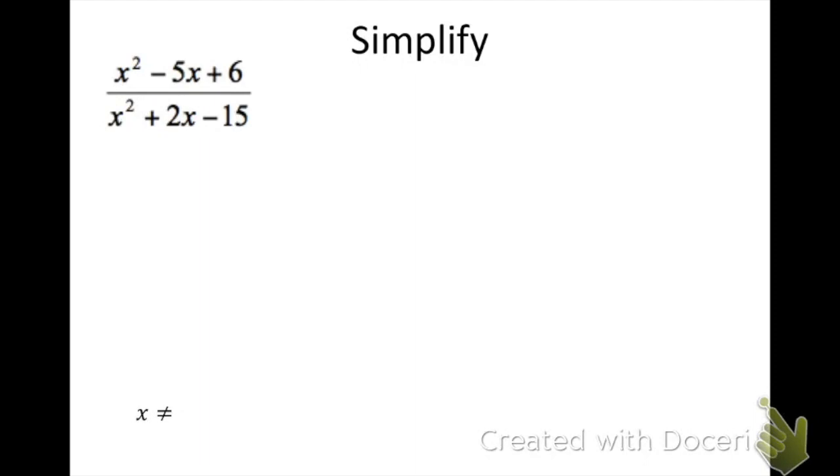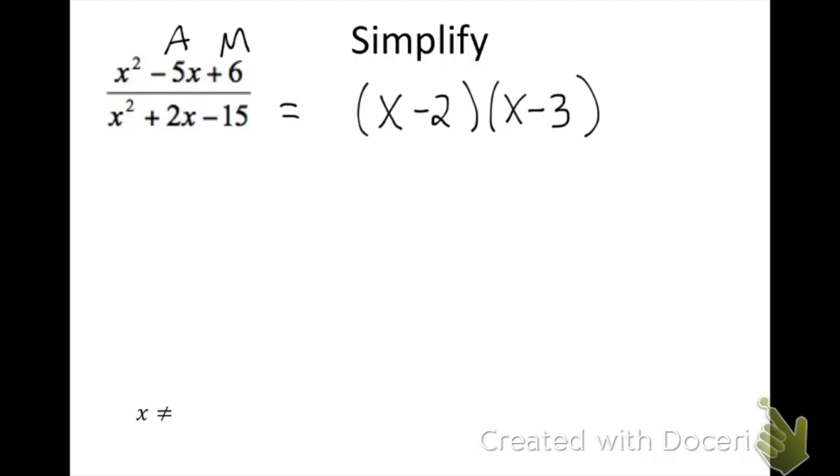Okay, so again we're going to have to factor the top and the bottom on this problem because I see plus and minus going on in both the top and the bottom. So factoring here is going to be easy factoring because we don't have a number out in front of our x squareds. So we're going to say what multiplies to 6 and adds to negative 5. That would be negative 2 and negative 3. They multiply to positive 6 and they add to negative 5. On the bottom, we're going to say what multiplies to negative 15 and adds to 2. That would be positive 5 and negative 3.